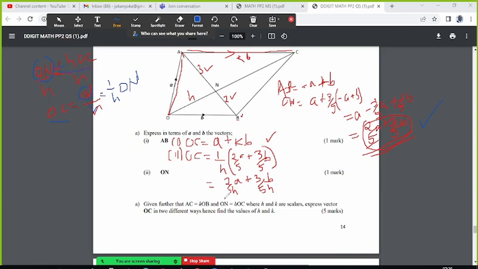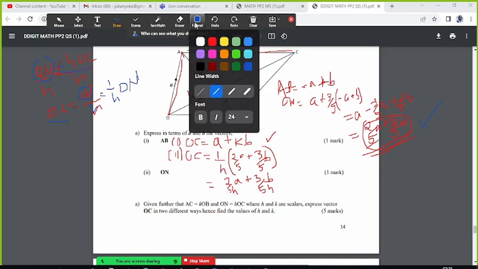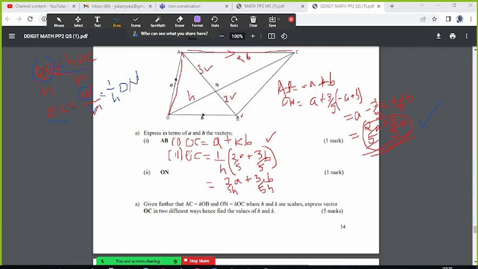Since these are the two ways that we can express our value 2, so we can now work out the value. Since this is OC and this is OC, the two vectors can be equated.